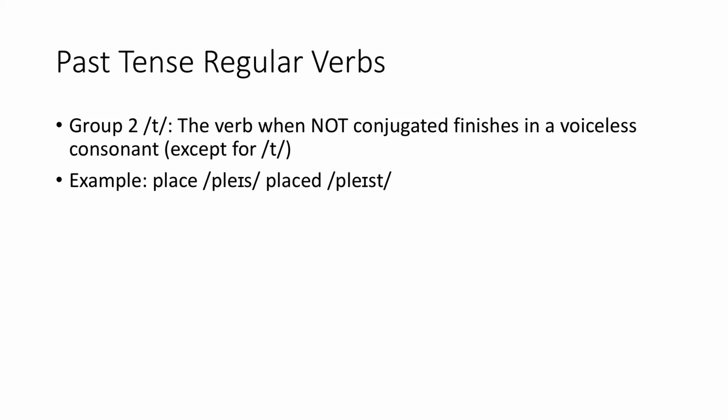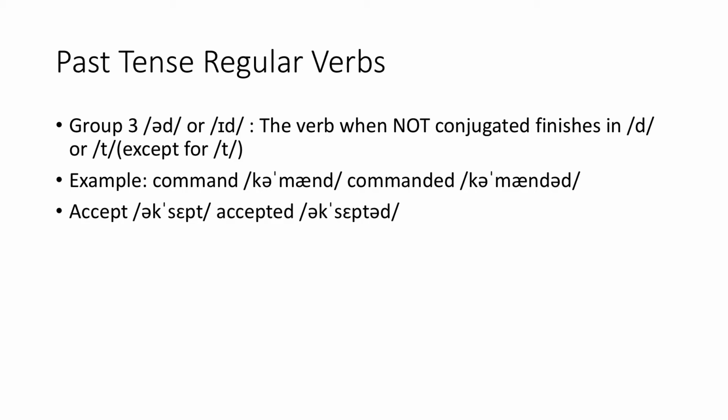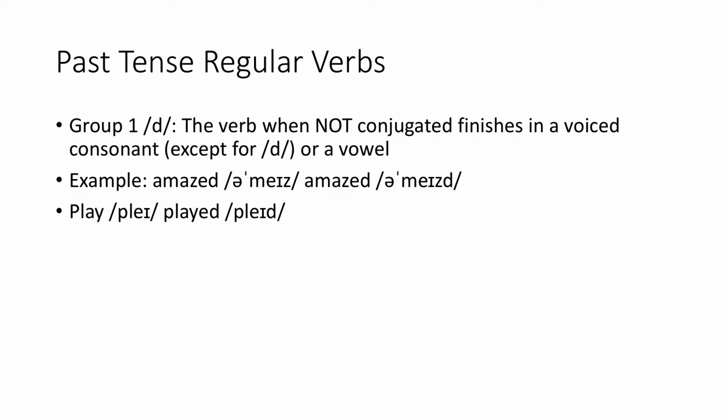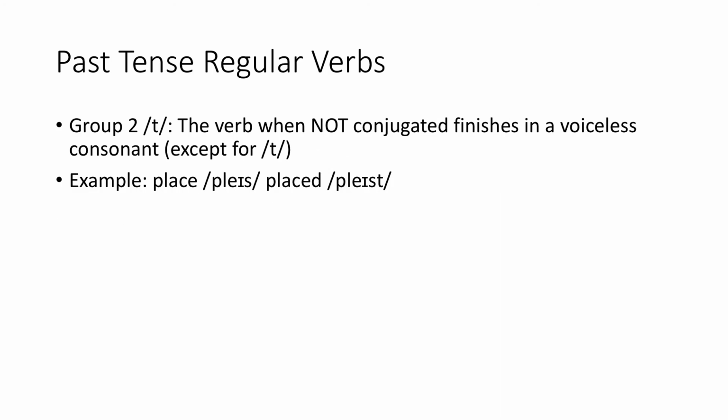And finally, the special case is when the verb finishes, when not conjugated, in a D or in a T. So in that case, you're going to add another syllable. So we have command. In order to make the past tense, you're going to add a complete syllable. So you have command, and in the past tense, you have commanded. And in the case of a verb finished in T, we have accept. And when we have the past tense, we have accepted. So this third case is not very common. Actually, the two most common cases are either group 1 or group 2.